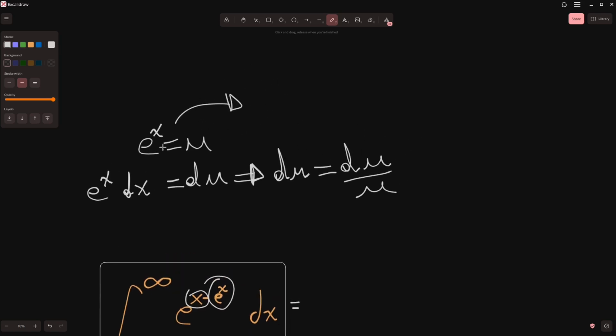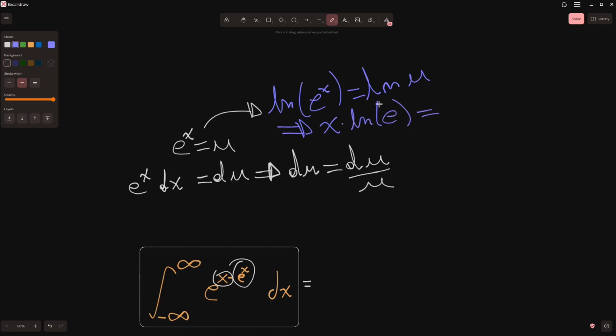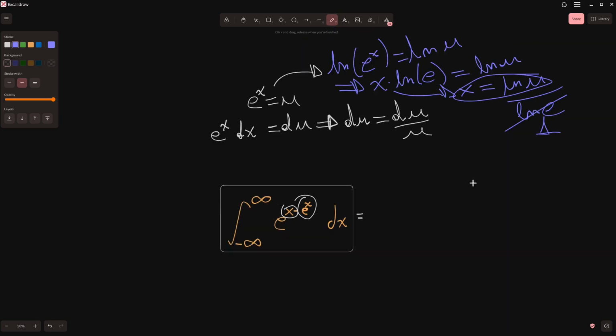I'm going to apply ln here, and that should be ln of e to the x equals ln of u, and therefore x times ln of e should be ln of u, and finally we got x, which is ln of u over ln of e, and we know that this expression is 1, so x should be ln of u. And first I'm going to use another indefinite integral.